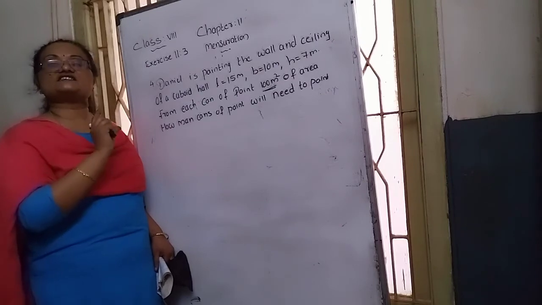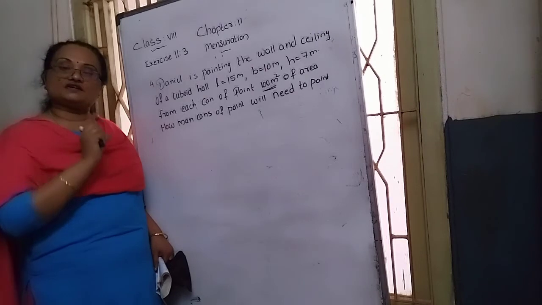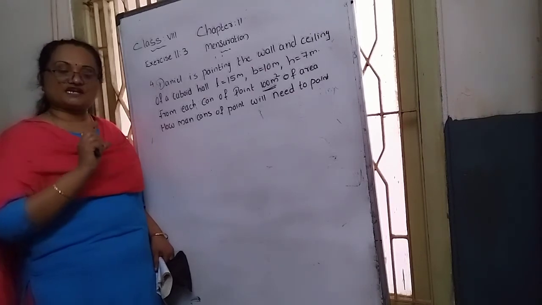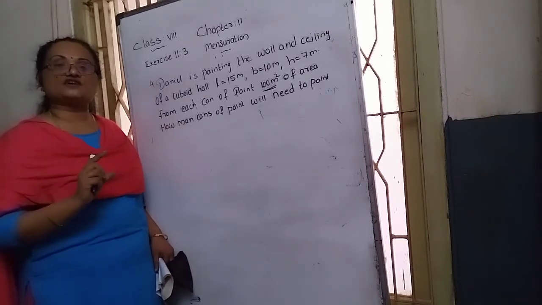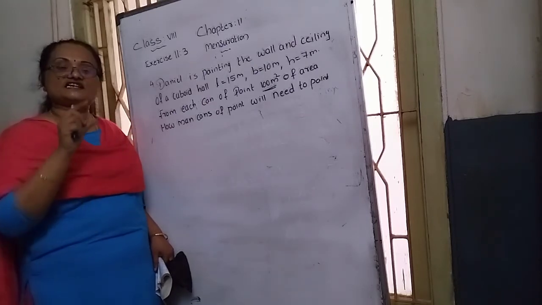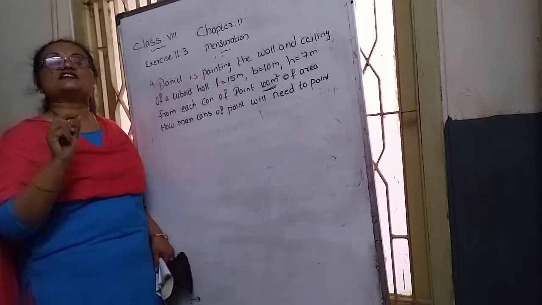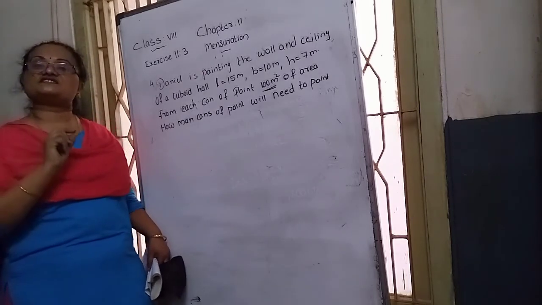Then the area of the can is given there. One can's area is given as how much? 100 meter square. The question asks for the number of cans. So how do we find the number of cans required? Number of cans is equal to the area of the room divided by the area of the can. We get how many cans are required for painting this room.